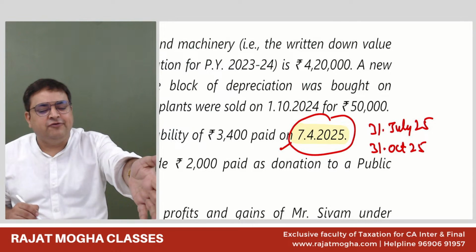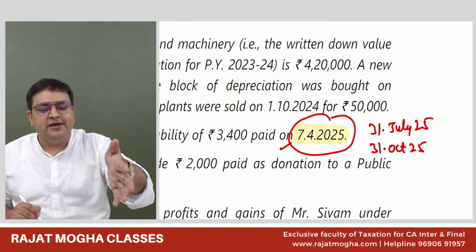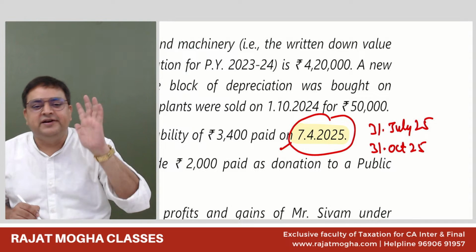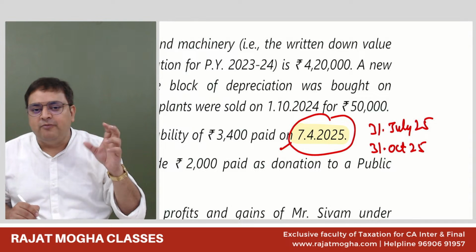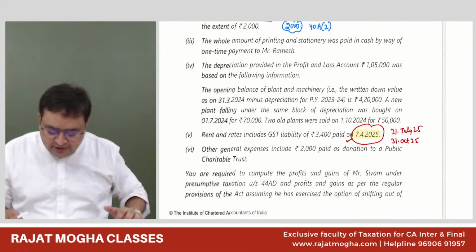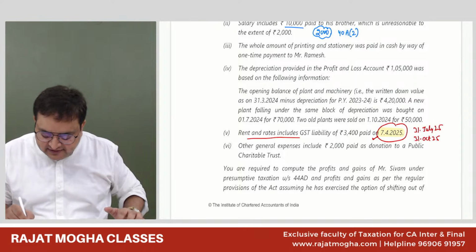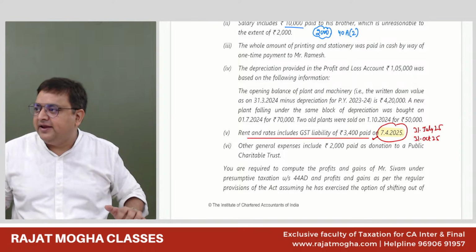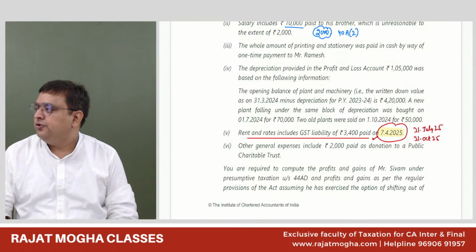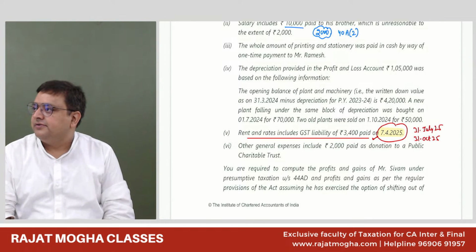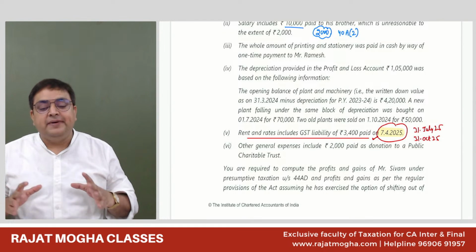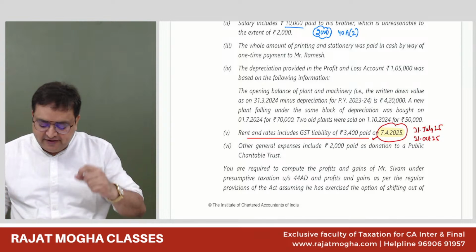Whether it is 31st July for him or 31st October for him does not matter here. And I'm telling you, the examiner will give you such dates only. Don't worry about it. He will not give you complex dates. So we have paid it before the due date. What do you have to do over here? Should you disallow anything, or is this completely fine? Completely fine. We are completely fine with this.